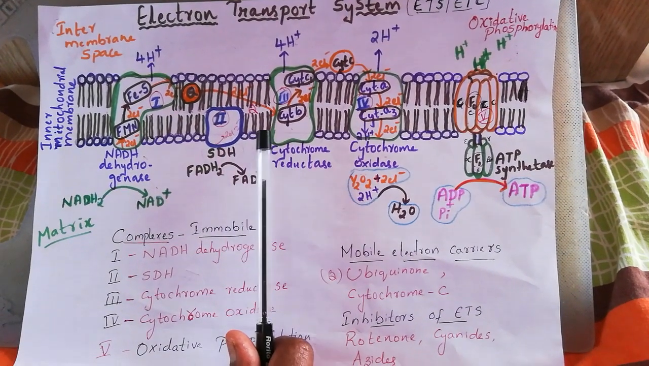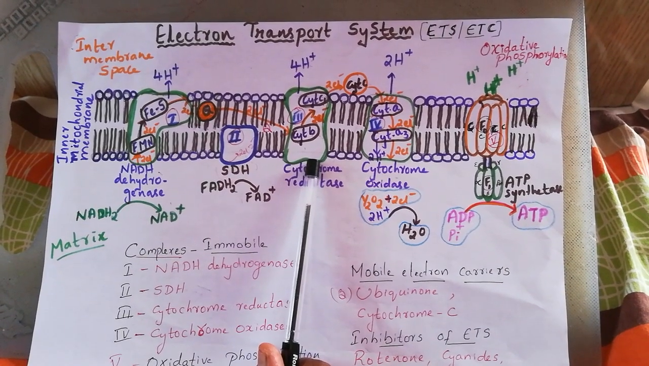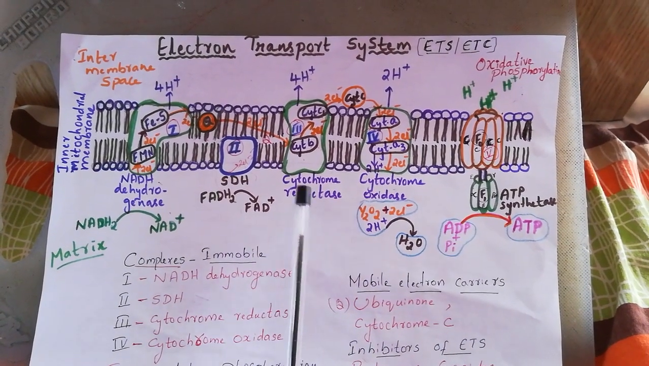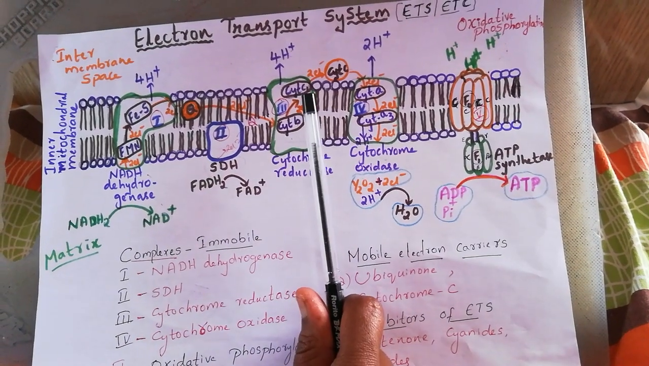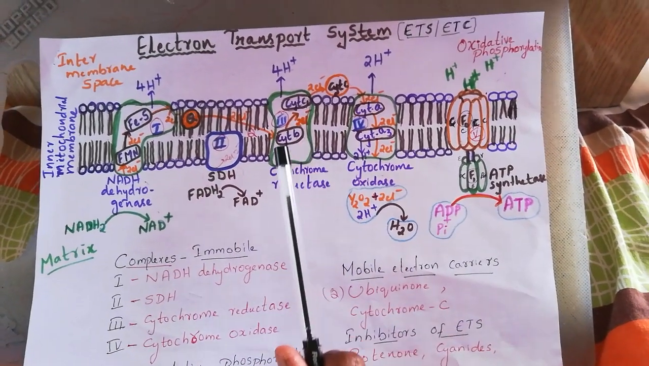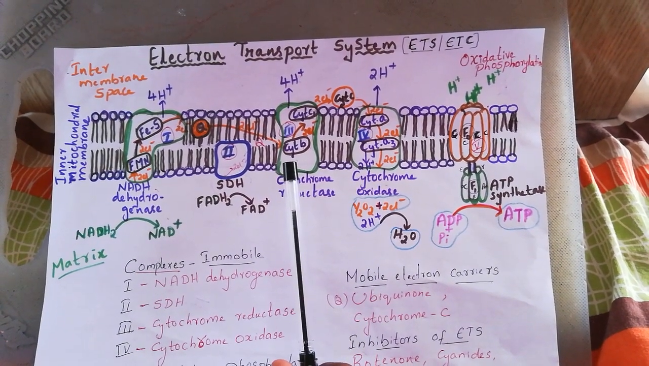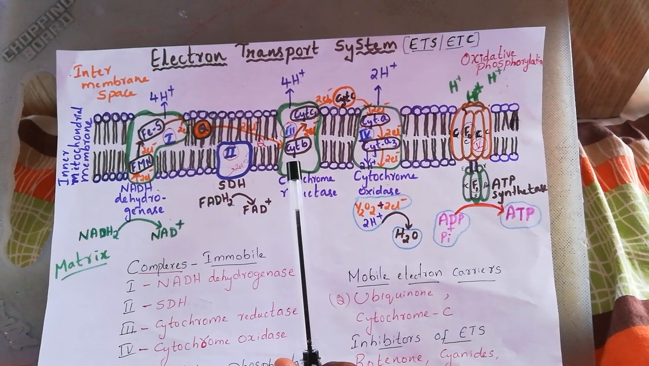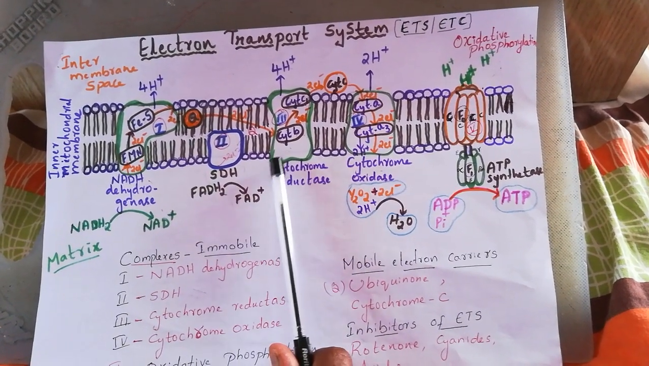And next, the third complex is cytochrome reductase, which has electron carriers, that is cytochrome B and cytochrome C1. These cytochromes are iron containing proteins, that means these are heme proteins, which contain iron. All the cytochromes contain iron.